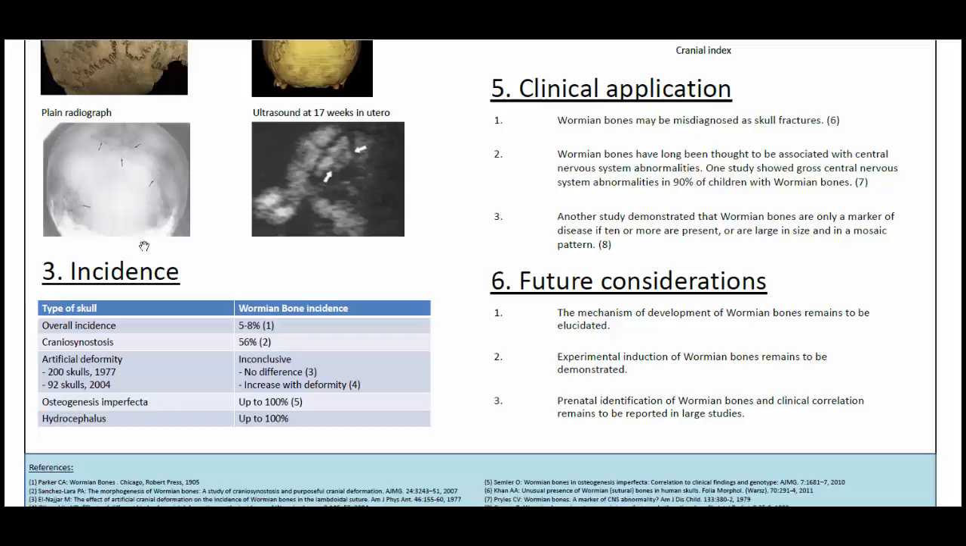How common are they? Well, it depends on the type of skull. Overall, 5 to 8% in cases of craniosynostosis, up to 56% if the deformity is artificial. Various studies show different things, and essentially it's inconclusive, ranging from no difference to increasing with deformity. And some medical conditions such as osteogenesis imperfecta and congenital hydrocephalus have up to 100% incidence.